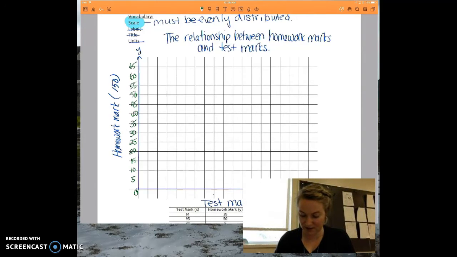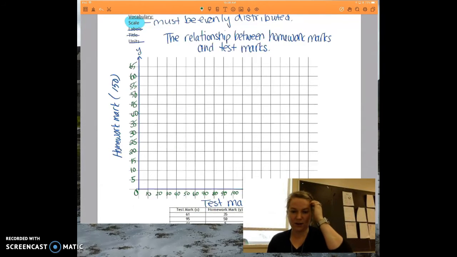So we know that this is 0. So we've got 10, 20, 30, 40, 50, 70, 80, 90, 100. It's too bad that we didn't have 20 spots on there. So there we go. I've got a scale.